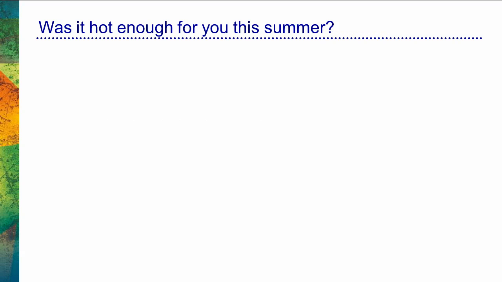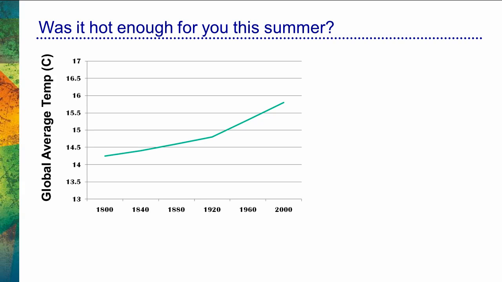Think about this summer. It's been really hot. And in fact, we've had several hot summers over the past several years. And check out this data. Here I have average global surface temperatures in Celsius since 1800, and I've plotted them on this graph. So back in 1800, the average global temperature was about 14.25 degrees Celsius.